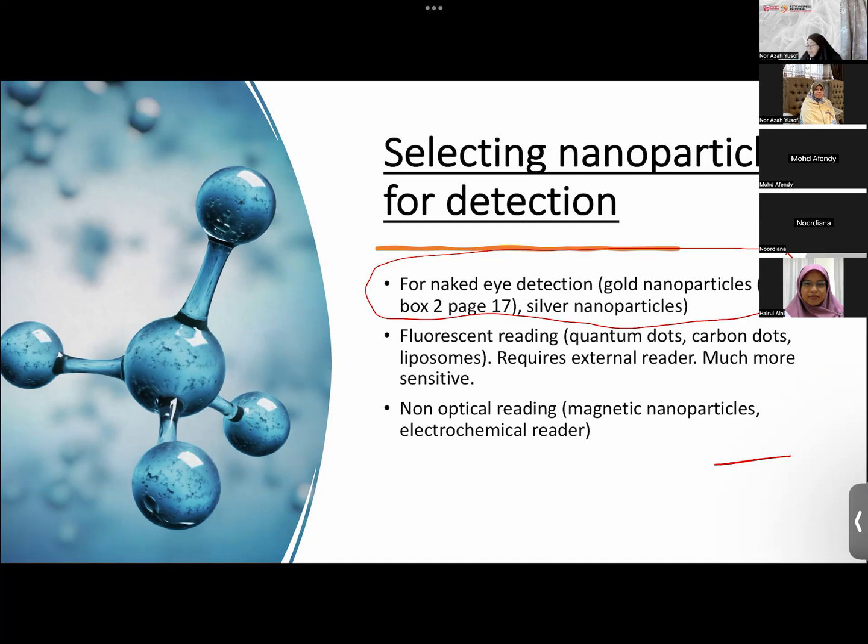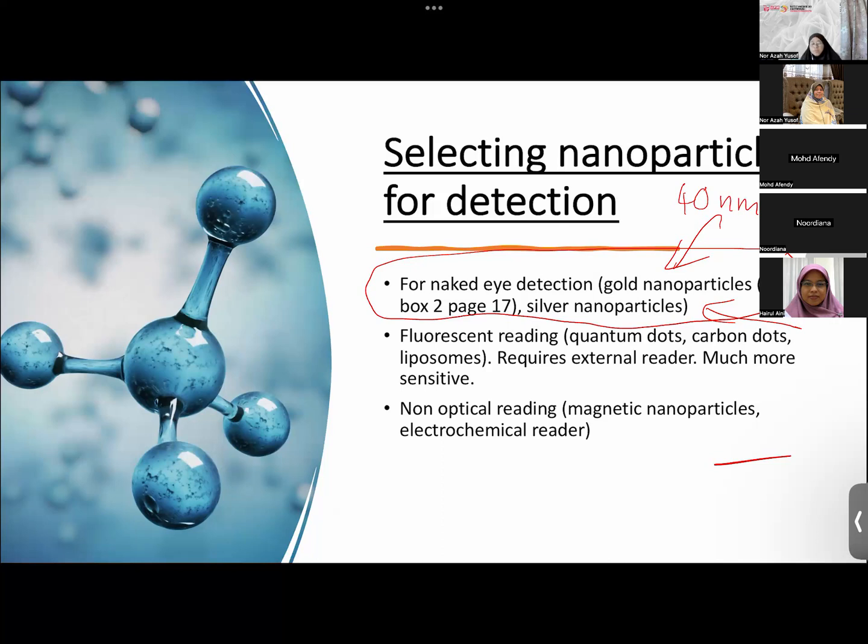So tomorrow, for those who are joining the hands-on, you can probably ask what kind of formulation Dr. Fatin used. So the commonly used for naked eye, which means that you don't have to use any device, you can just look using your eyes, you have gold nanoparticles as well as silver nanoparticles. As I mentioned, the gold and silver nanoparticles production also has to be optimized, need to have a good size. So commonly we use 40 nanometer for gold nanoparticles.